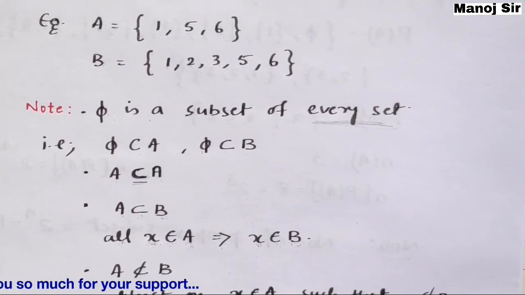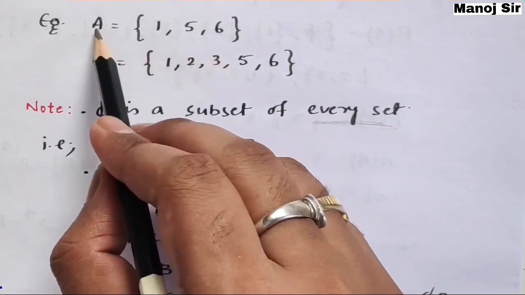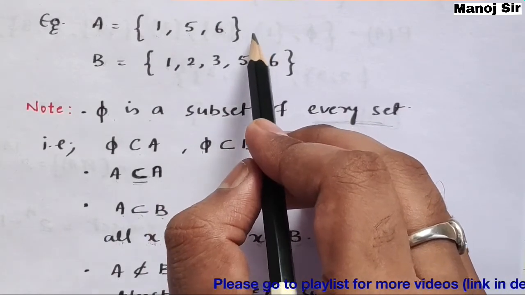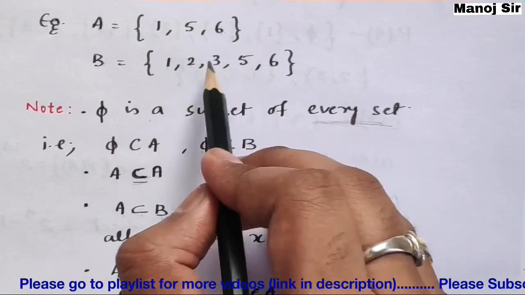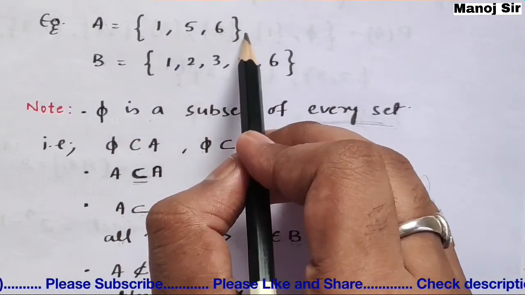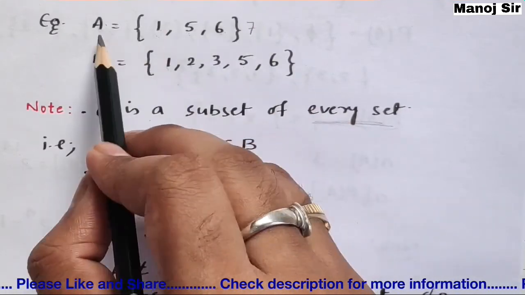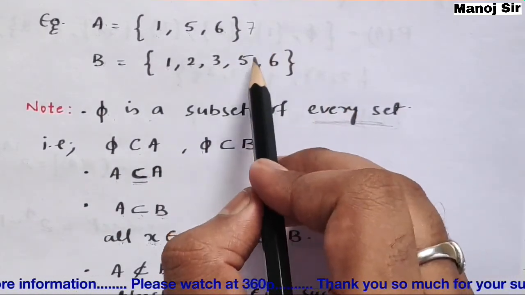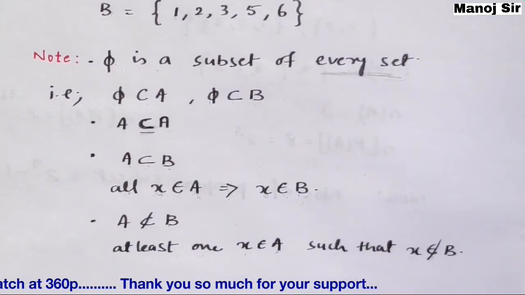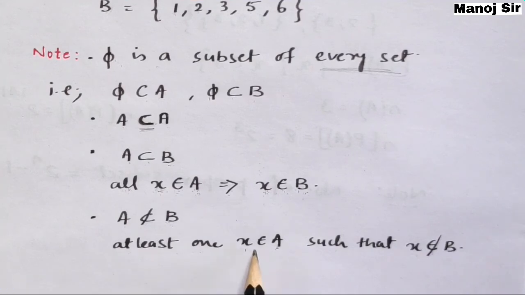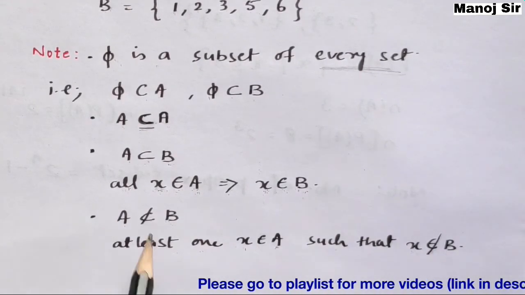It means, if you take one more element for set A, that is 1, 5, 6 and 7, you can see that 7 is not present in B. If you include this 7 as the fourth element of this set, and you can see in set B, 7 is not contained. 7 is not an element of set B. In that case, there is at least one element x that belongs to A such that x does not belong to B. In that case, we can say A is not a subset of B.